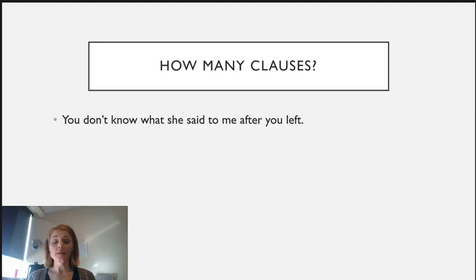Okay, let's try another one. So we have the sentence, you don't know what she said to me after you left. So go ahead and count the main verbs and see if you can identify how many clauses are in this sentence. All right, so hopefully you came up with 3 clauses. Our main verbs in this sentence are know, said, and left. Remember, don't, as in you don't know, is an auxiliary verb, so that would not count as a main verb.